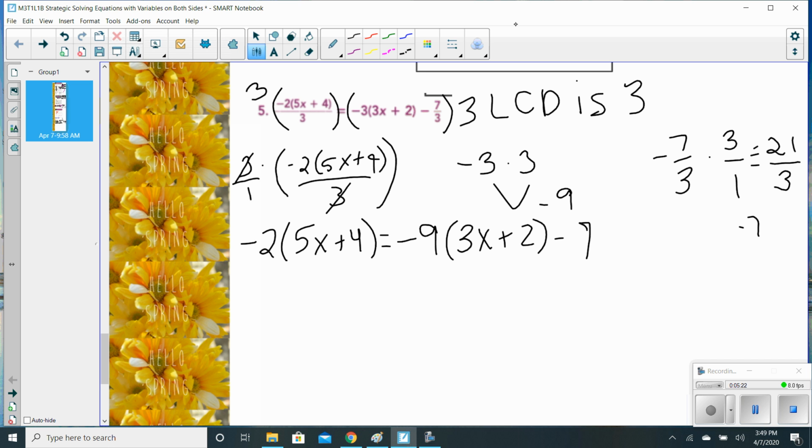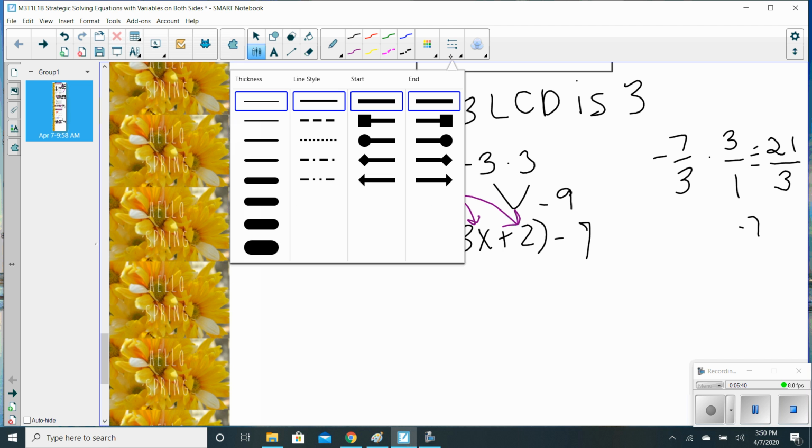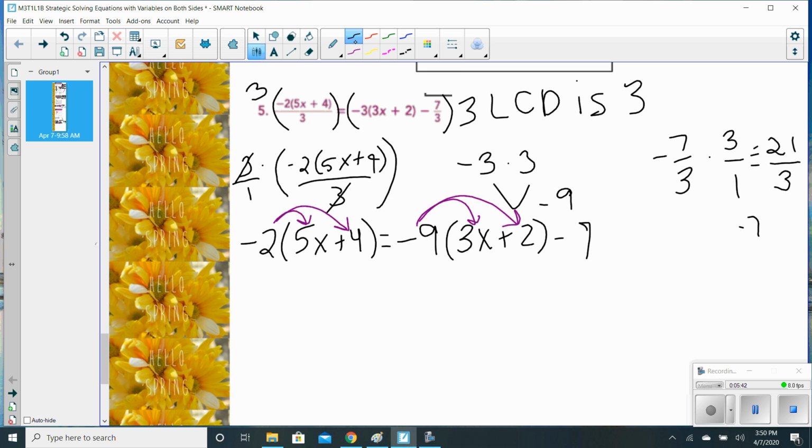So the first thing that I'm going to do is the distributive property. And in this equation, I actually have two sets of parentheses. Now, I would recommend doing one at a time. The reason that I showed the arrows for both is to show that, yes, you have to do the distributive property for both pieces. So I'm going to go back and do one at a time.